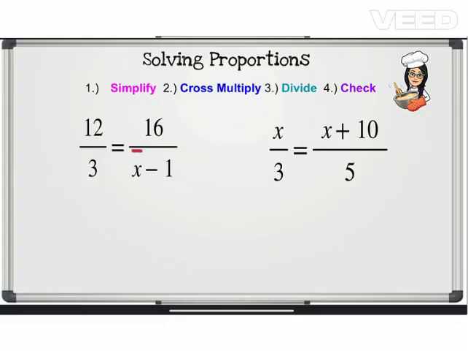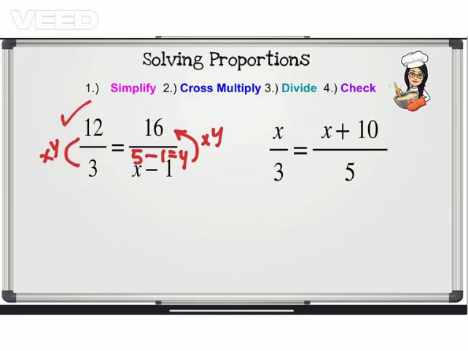Okay, so x equals 5. 5 minus 1 is 4. 4 times what is 16? Times 4. 3 times 4 is also 12. Woohoo, we did it. Awesome.